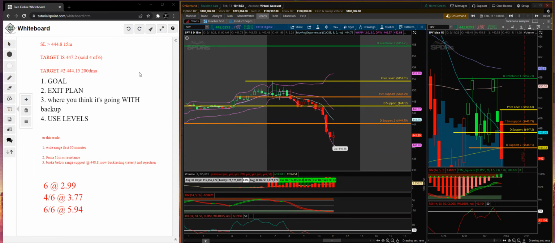Always have a goal when you are entering a position. Always have an exit plan. Where are your support and resistance levels? Where do you think it's going, and what is your evidence? Are your indicators telling you it's going to go down? Is price action telling you it's going to go down, or up? And number 4, most importantly, use levels.